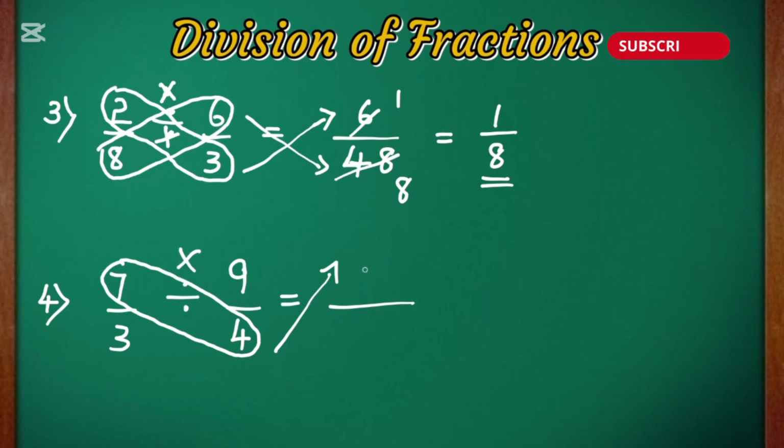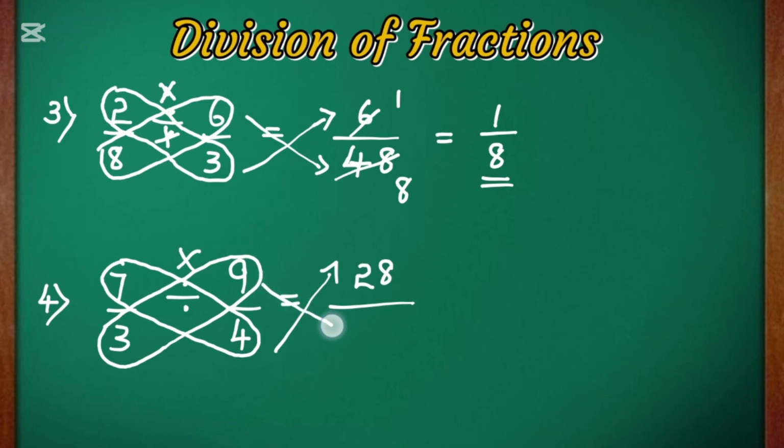So the numerator of our answer is 28. Similarly, we will multiply the denominator of the first fraction, that is 3, with the numerator of the second fraction, that is 9. By multiplying 3 into 9, we will get 27, and that we will write in the denominator of our answer. So the answer here is 28 by 27.